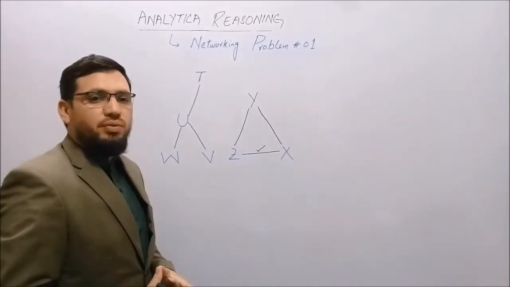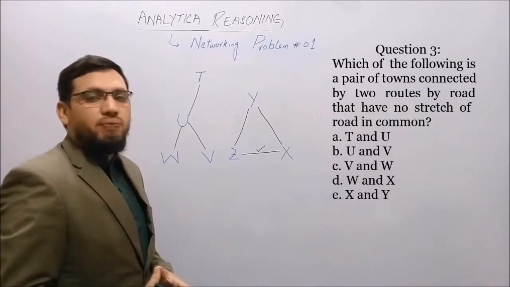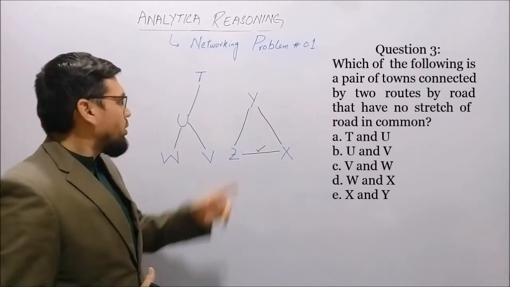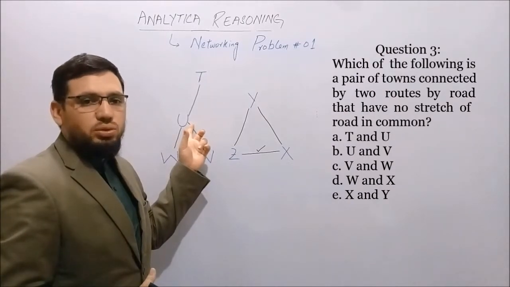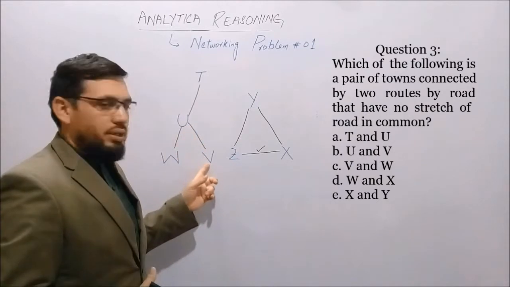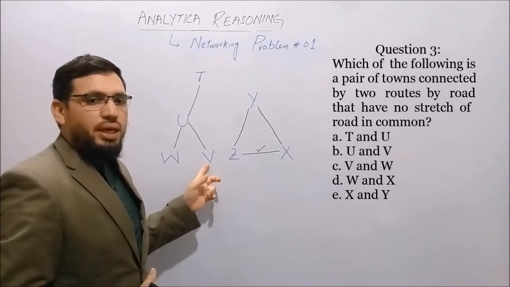Now the third question we have is, which of the following is a pair of towns connected by a road, that have no stretch of road in common? Option A is T and U. T and U are connected only by one road. The second option is U and V. U and V, the same case is here. Third option is V and W.